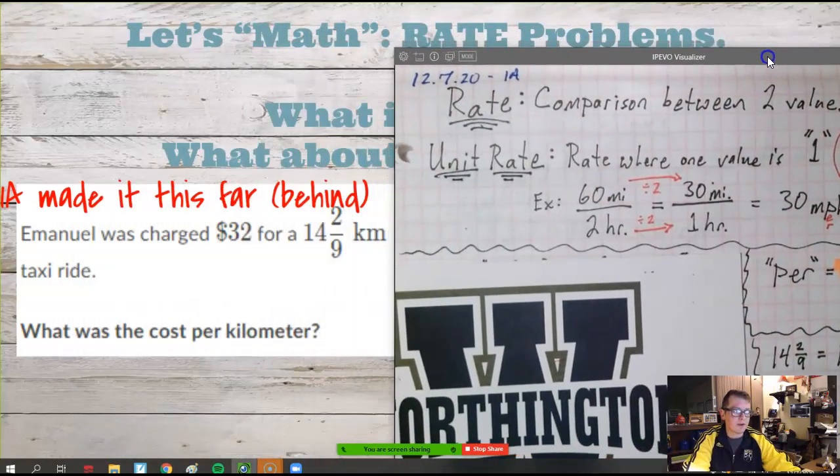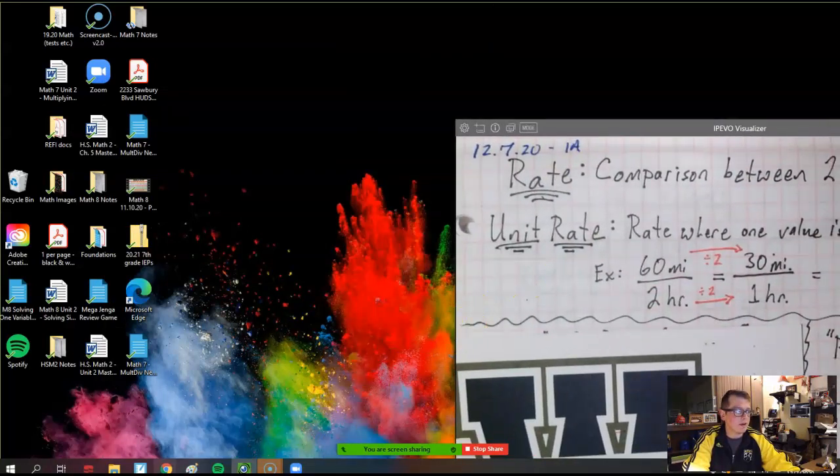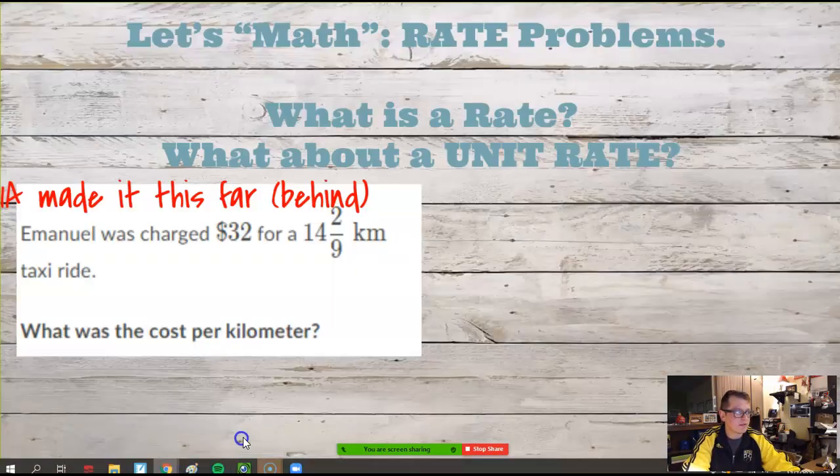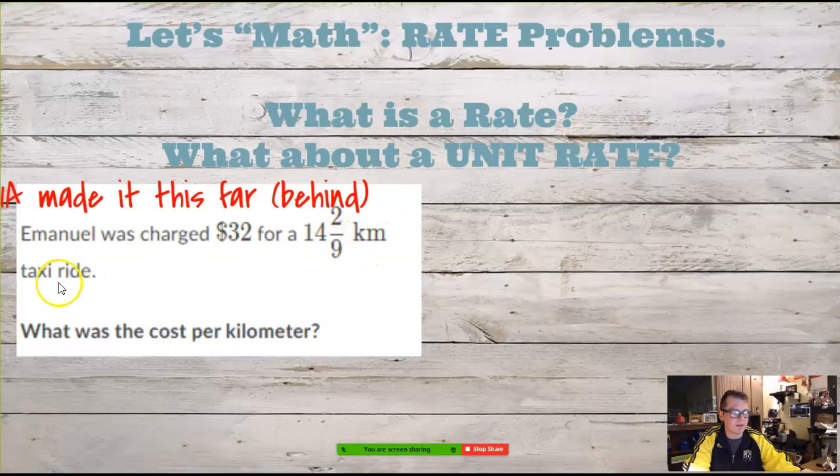So the next problem that we're going to look at: Emmanuel was charged $32 for a 14 2/9 kilometer taxi ride. So they tell us, what is the cost per kilometer?